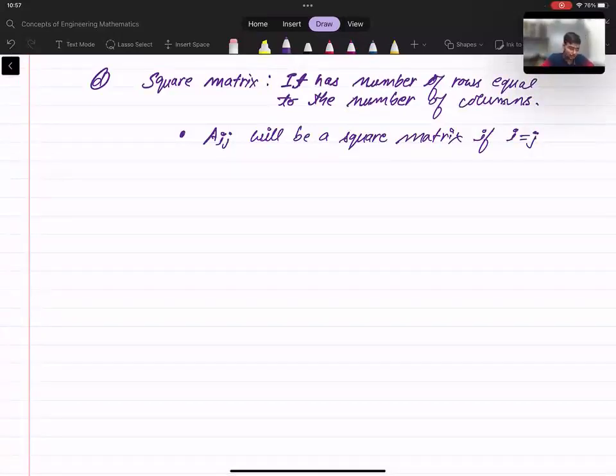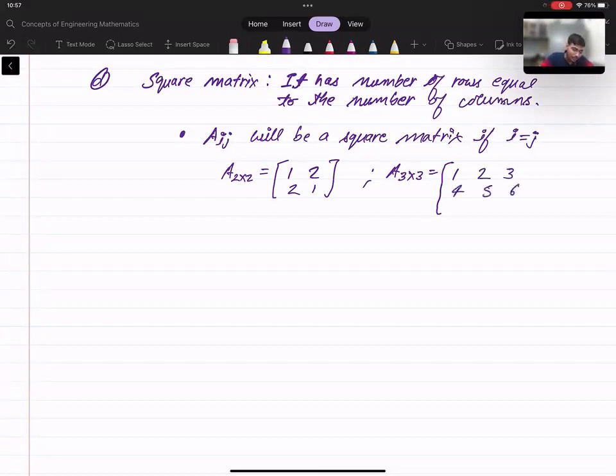Okay, so suppose we have a matrix of order 2 by 2, then this is like 1 2 2 1. Suppose we have a matrix 3 by 3, so this is a third order square matrix. In this we will have elements like 1 2 3 4 5 6 7 8 9 etc. So this is a 2 by 2 matrix, this is a 3 by 3 matrix. Here we can see that the number of rows and number of columns are equal. So this was square matrix.